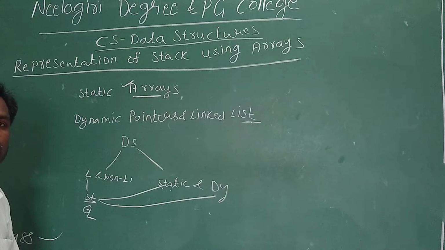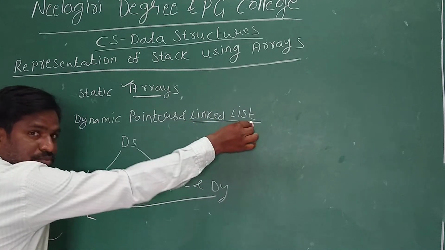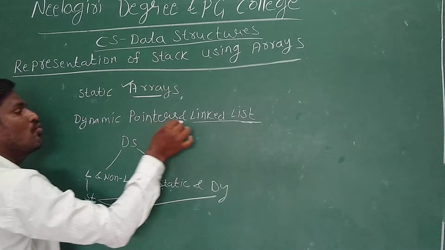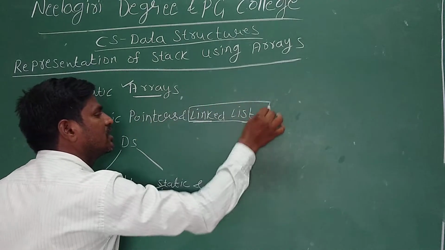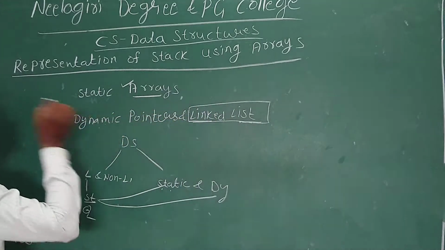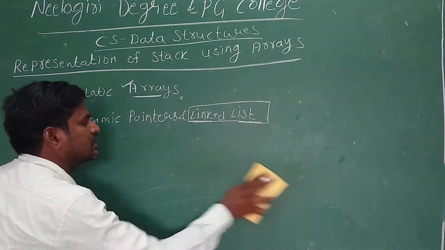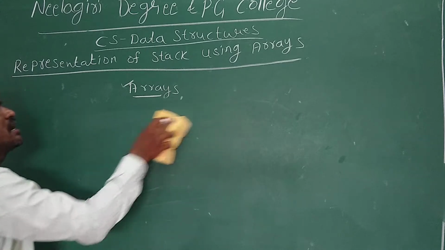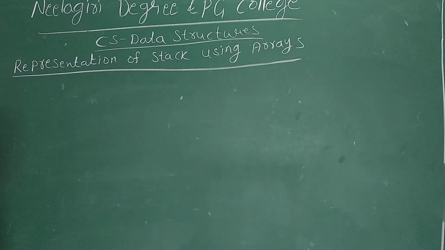In the third unit, third chapter, there is the concept of linked list. Before going into the dynamic stack, we have to know what a linked list is first. After learning about linked lists, we can discuss the dynamic stack. So presently we will discuss how to represent a stack using arrays.